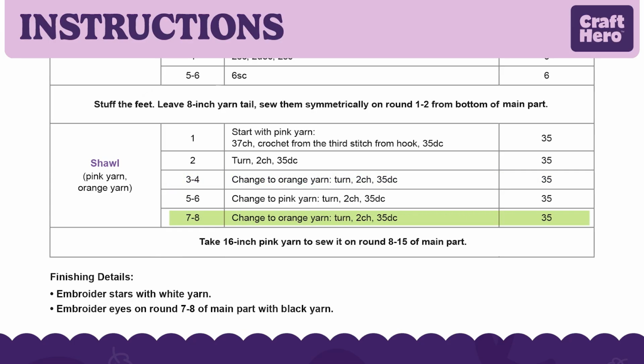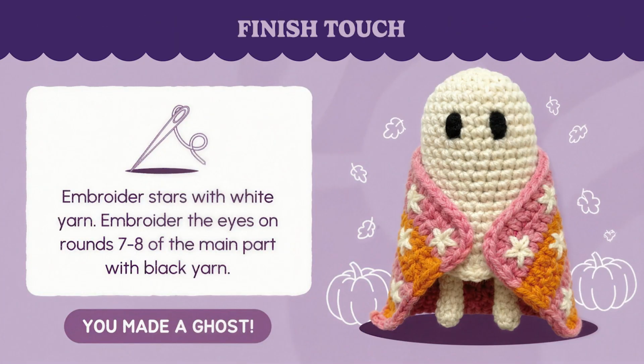For round 7 to round 8, we need to change to orange yarn. Turn the piece over first and work 2 chain stitches. Then make 35 double crochet each round. 35 stitches in total for each round. Cut pink yarn and leave a 16-inch long tail, sew the shawl onto rounds 8 to 15 of the main part. For decorative stars, we need to embroider stars using white yarn. For the eyes, we need to embroider eyes on rounds 7 to 8 of the main part with black yarn.